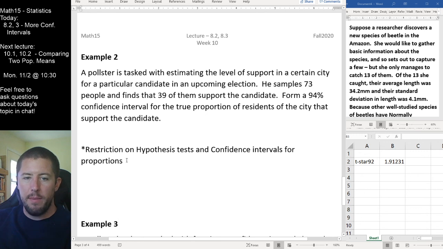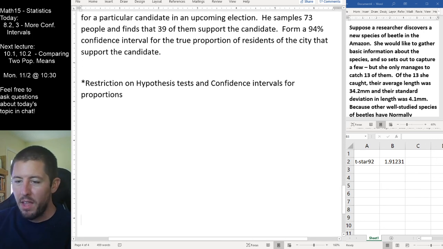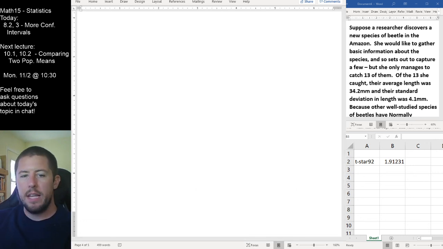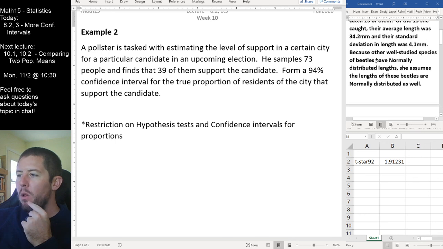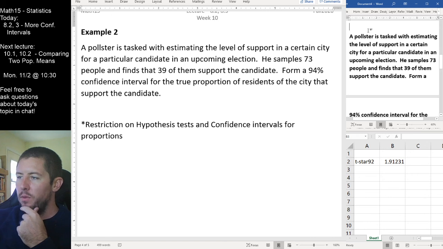You should notice right away on my screen I have some discussion about restrictions, the requirements that are associated with performing the hypothesis test and confidence intervals. Again, we're going to have a little bit of conversation about when it is appropriate for us to perform these calculations and when it is not. This restriction does not come up as often. Statements about extreme are going to be misleading here in a second. You'll see why. So example 2. A pollster, a person that works for a polling company, has been tasked with estimating the level of support for a certain candidate in a city.